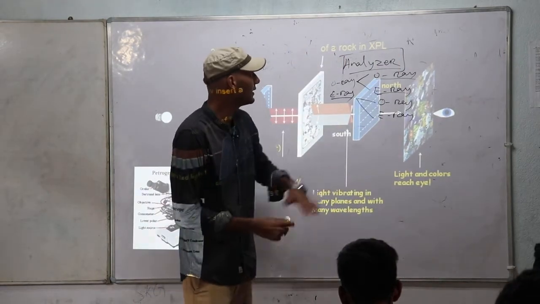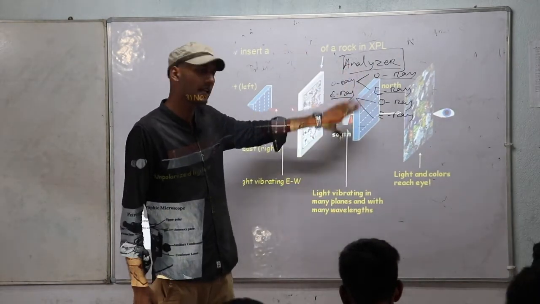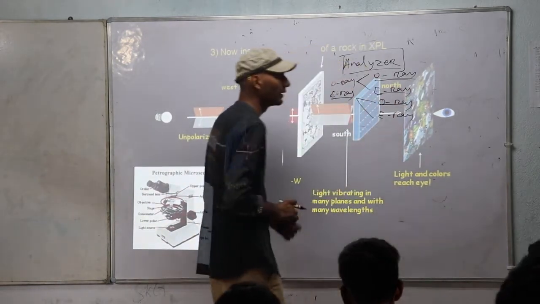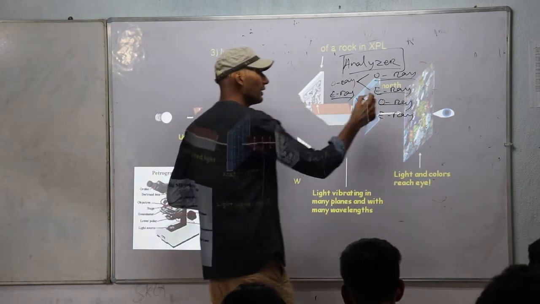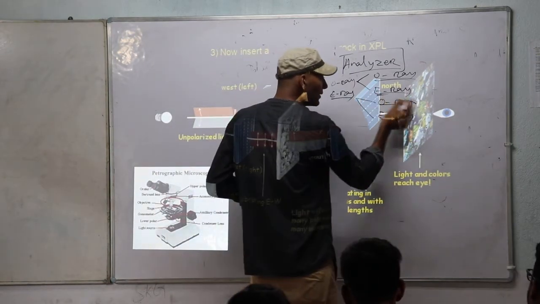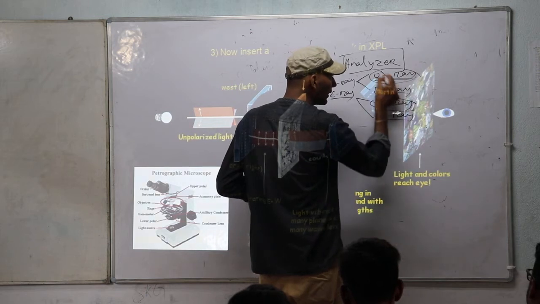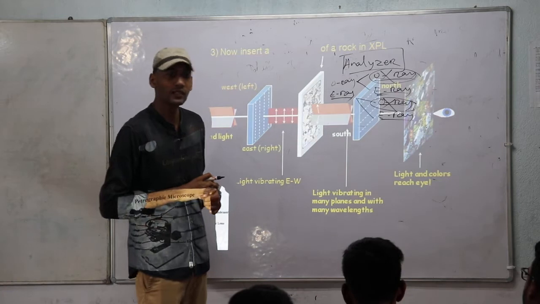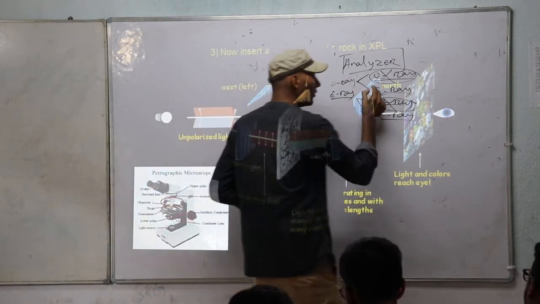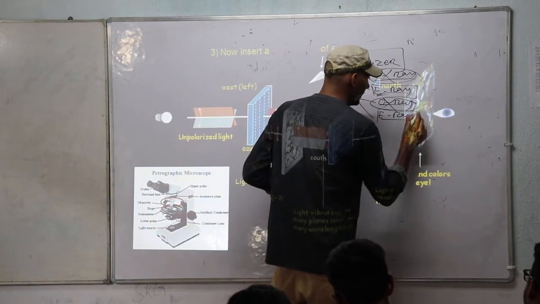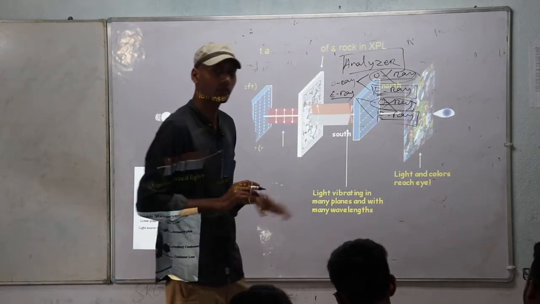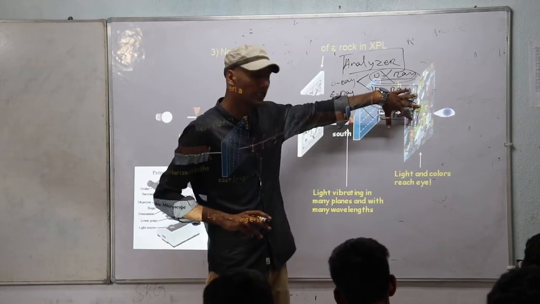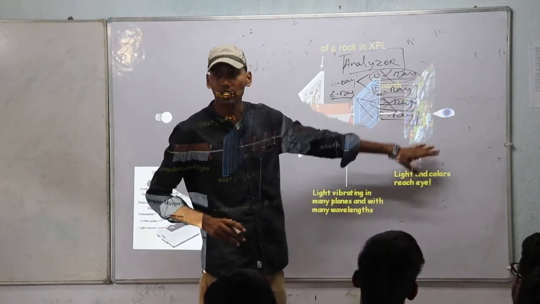Yes, so the analyzer is a calcite crystal, that is an anisotropic mineral. So what happens? There are two ordinary rays and there are two extraordinary rays. Both of the ordinary rays will not pass through the analyzer. So which ray will pass? Only the extraordinary rays will pass through the analyzer. Then the interference between these two extraordinary rays will show us color.